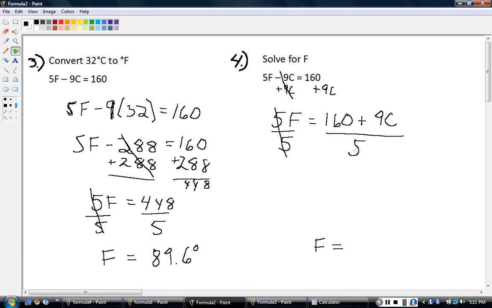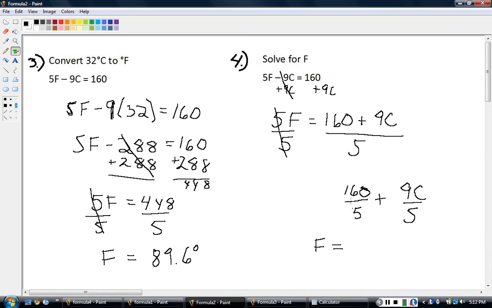If you want, you can take 5 into both of these terms. That will be the same thing as 160 divided by 5 plus 9c over 5. So if I want to do that, let's come down here just to show you that you can have two answers for this one. So it'll be 160 divided by 5 plus 9c divided by 5. In this case, I can't do anything with 9c over 5, right? Because 5 doesn't go into 9. So I got to leave that piece alone.